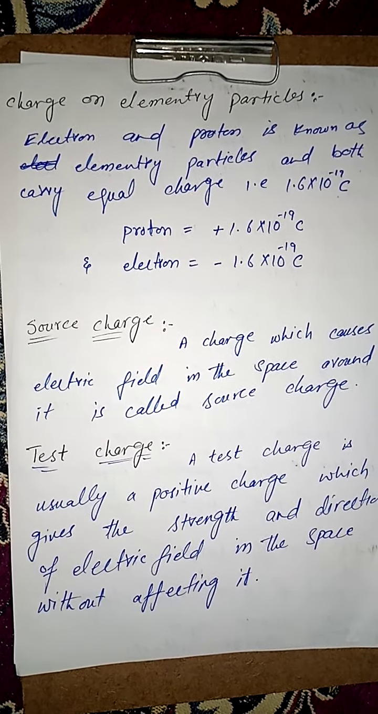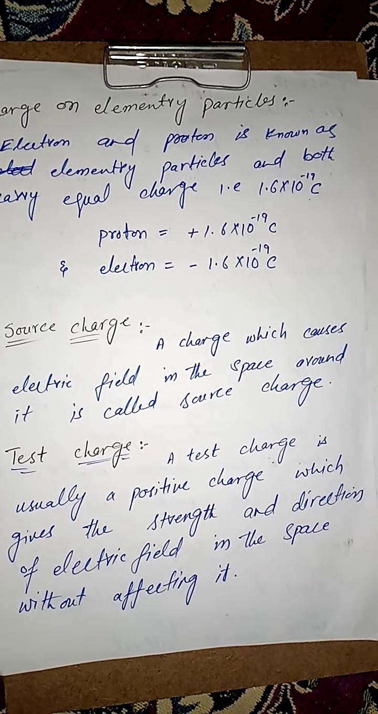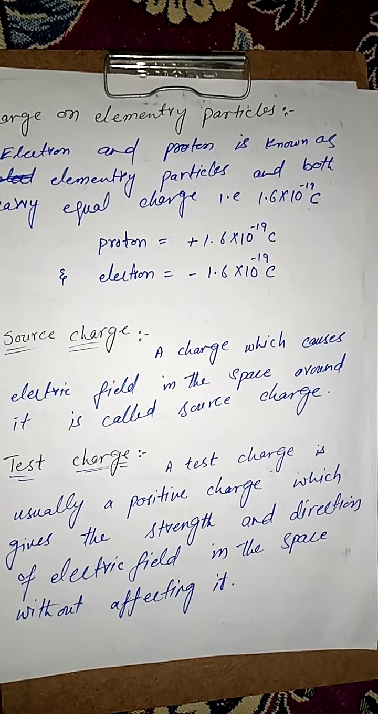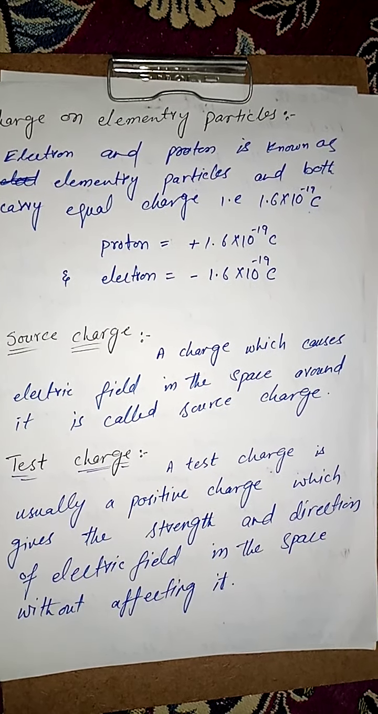Next we have charge on elementary particles. The charge on proton and electron is the same in magnitude, but for proton it is positive and for electron it is negative, and that is 1.6 multiplied by 10 power minus 19 coulomb.